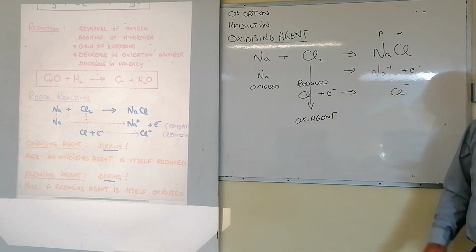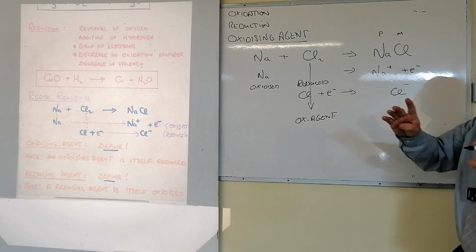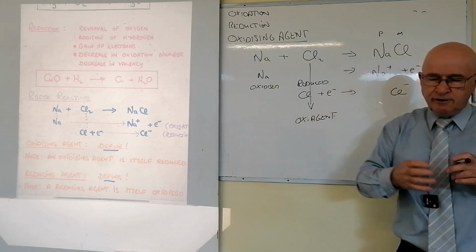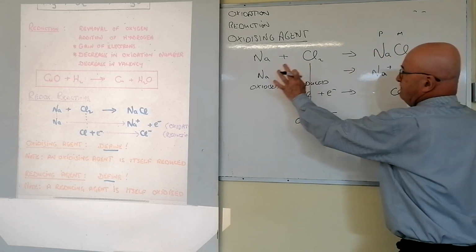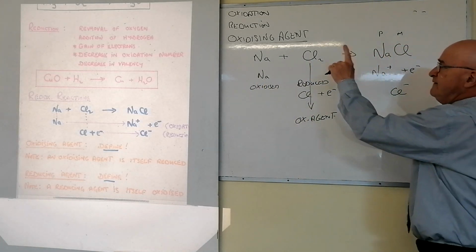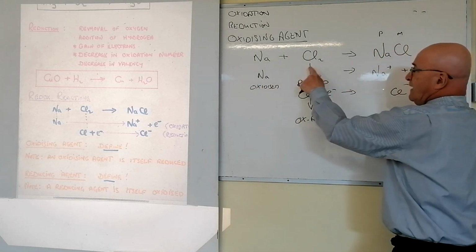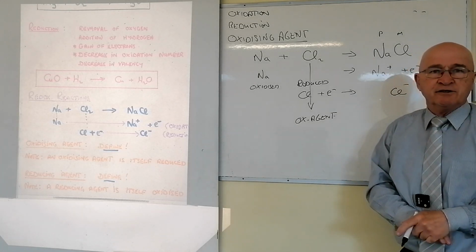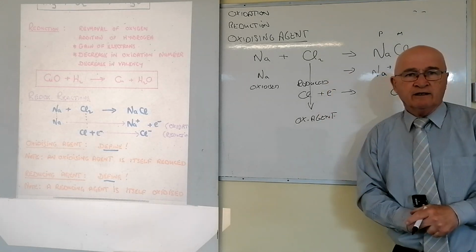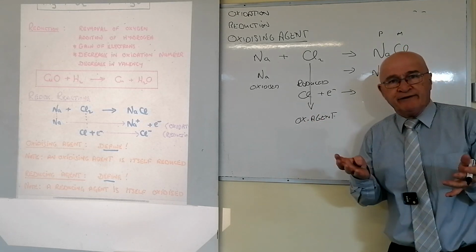And I'm going back again now. You're asked to define oxidizing agent. Start by telling the examiner you know what oxidation is. Oxidation is the loss of electrons. Sodium is oxidized. Okay? The substance which assists with this loss by accepting the lost electrons is called the oxidizing agent. And so chlorine is the oxidizing agent. Are you okay with that?